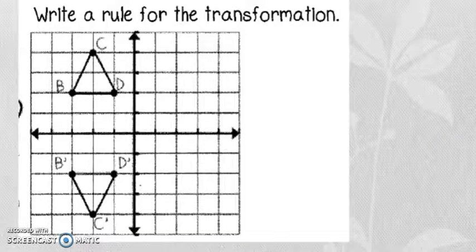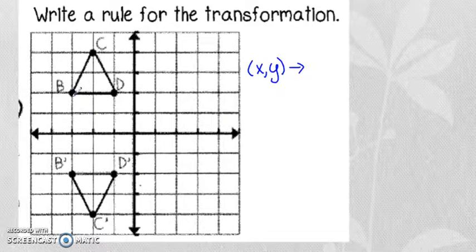We want to write a rule of transformation for this reflection. Our first thing that we want to start is by writing our coordinate for our pre-image, and we want to see how it changes. Now, this is being reflected over the x-axis.